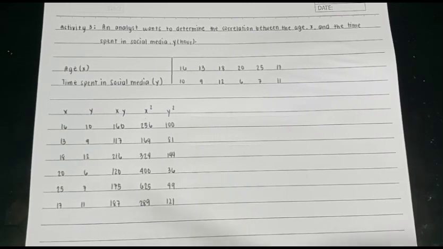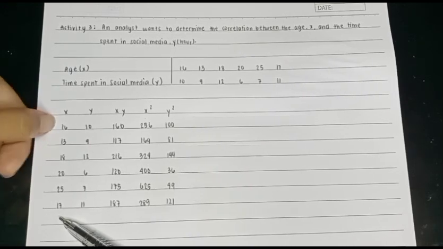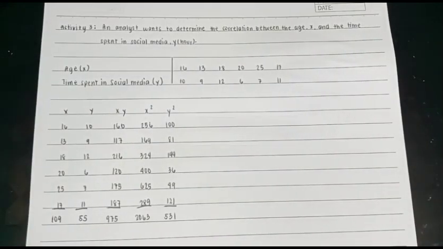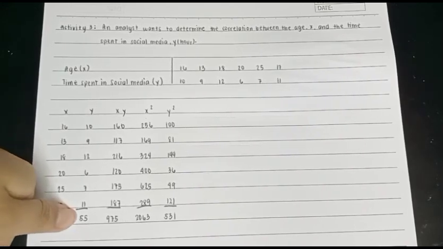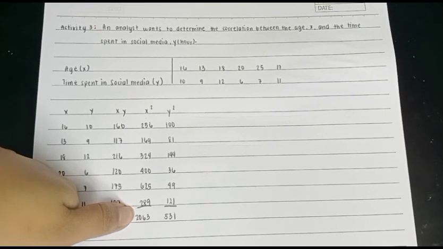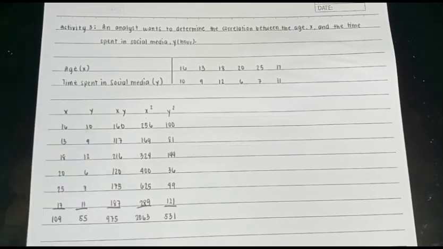Pwede na tayo mag-proceed sa pagkuha or pag-compute ng summation ng each column. Starting sa x, ang gagawin lang natin is ipag-add lang natin itong lahat para makuha natin ang summation ng x. And ganoon din sa iba. And here's the summation or sum of each column. The summation of our x is 109, and for our y is 55, and for our xy is 975, and for our x squared is 2063, while our y squared is 531.